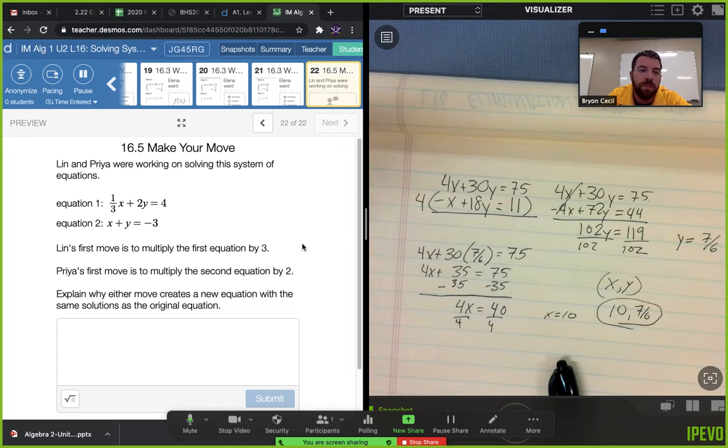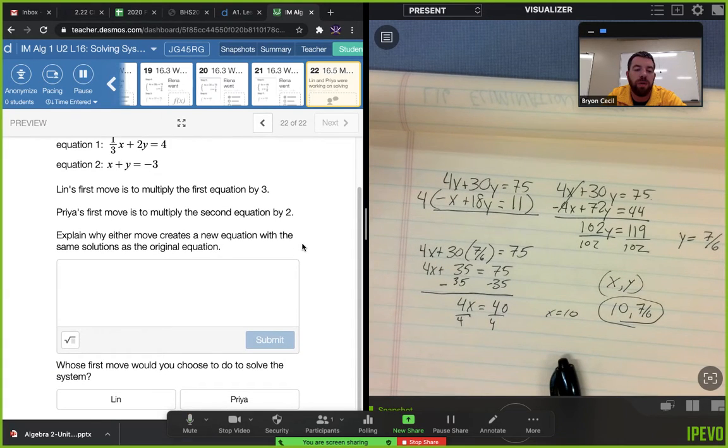Okay, so Lynn and Priya were working on solving this system of equations: 1/3 x plus 2y equals 4, and x plus y equals -3. Lynn's first move was to multiply the first equation by 3. Priya's first move is to multiply the second equation by 2. Explain why either move creates a new equation with the same solutions as the original equation.